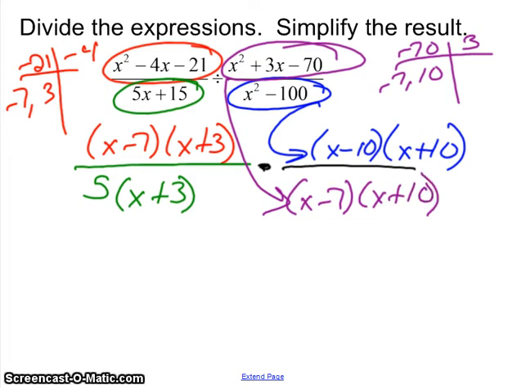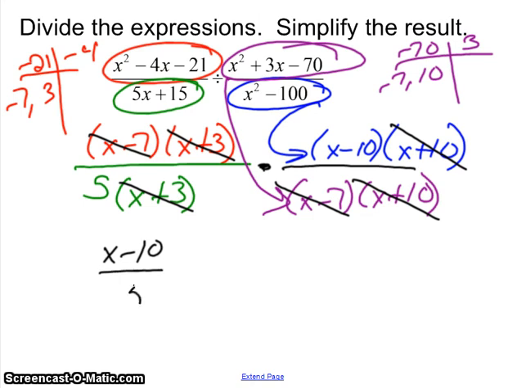Common factors. X minus 7 is a common factor. That cancels. X plus 3 is a common factor. That cancels. X plus 10 is a common factor. That cancels. We're looking for any common factor that was on both the top and the bottom. All right, so now I'm left with x minus 10 over 5. And that's it. We're done.